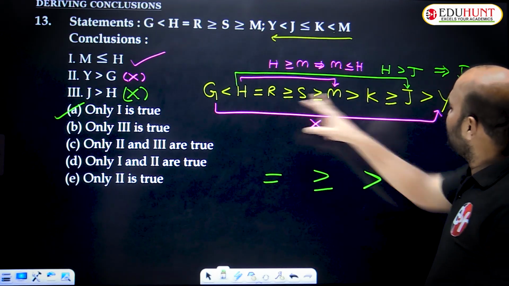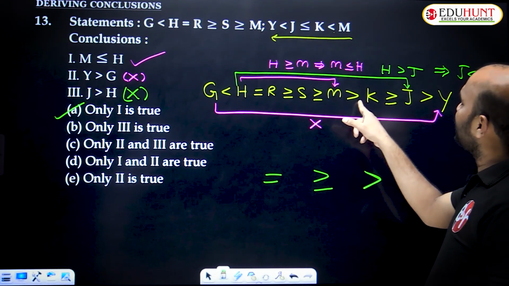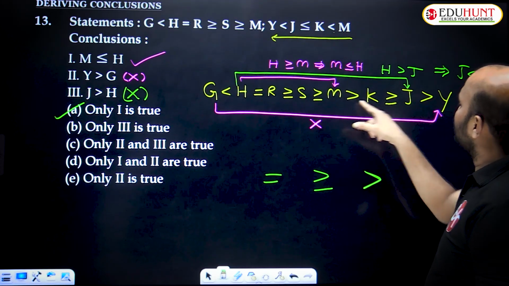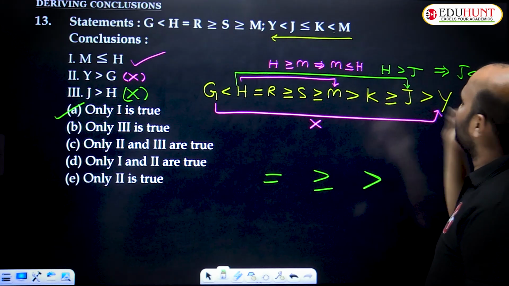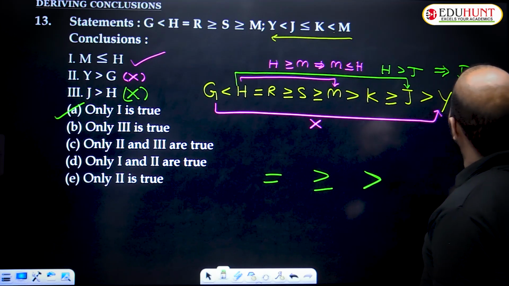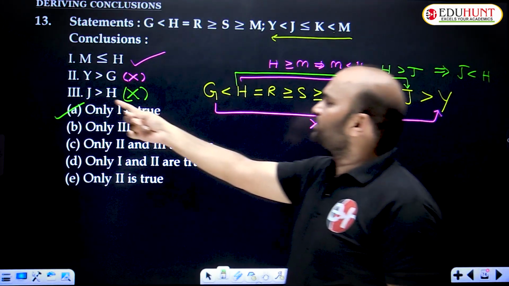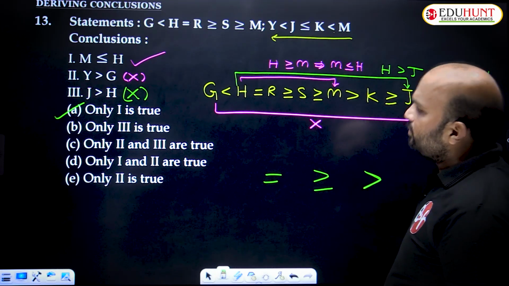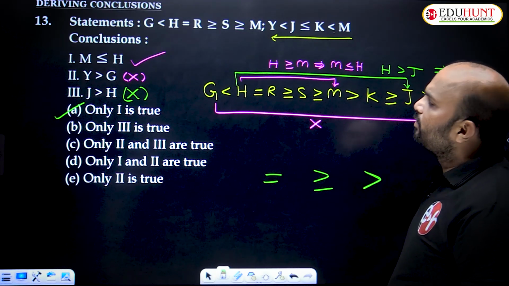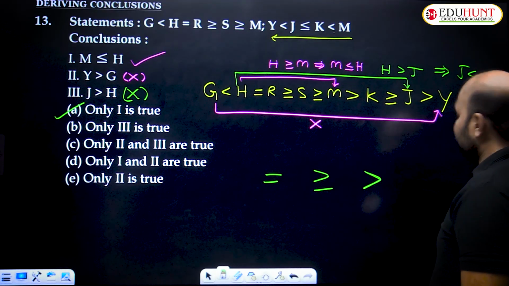So if multiple symbols appear and a single one appears among them, that will be obtained at final. So H is greater than J. It can be written J is less than H. Is it J is less than H? No, J is greater than H. So the third one is also wrong, it doesn't follow. Then the answer is only one follows, option A is the right answer.